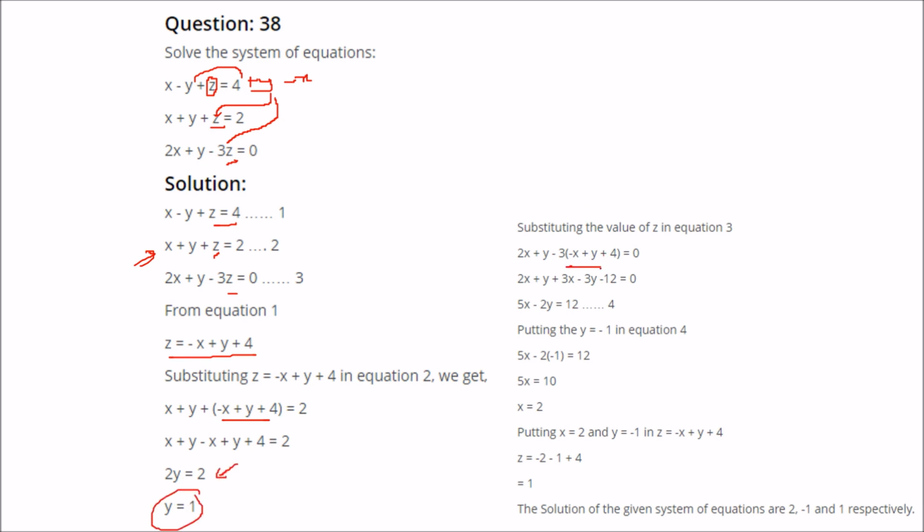We have another equation. Now put z equal to minus x plus y plus 4. You get another equation. Put y equal to 1 here, you get x equal to 2. And when you have y and x, put them here, you get z. So z will be equal to 1. This is how we solve it.